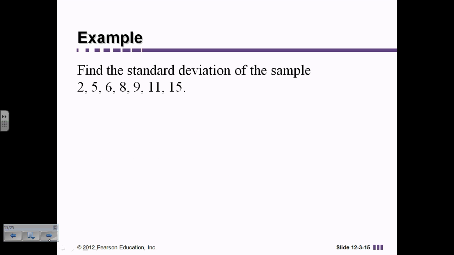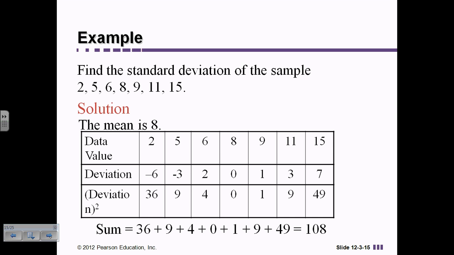All right, let's look at another example. I have the numbers 2, 5, 6, 8, 9, 11, and 15. So let's go with a chart because it makes it so much easier. Again, here are all my numbers. If I take all of these numbers and find the average, I take 2 plus 5 plus 6 plus 8 plus 9 plus 11 plus 15. The average is 8. So I end up with the numbers 2, 5, 6, 8, 9, 11, 15.